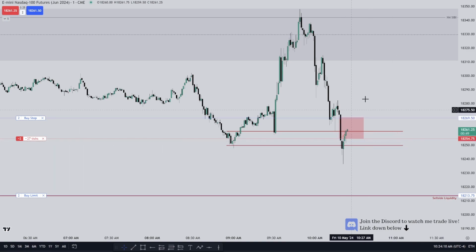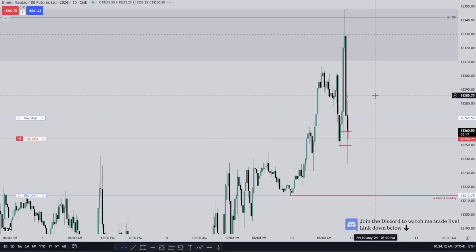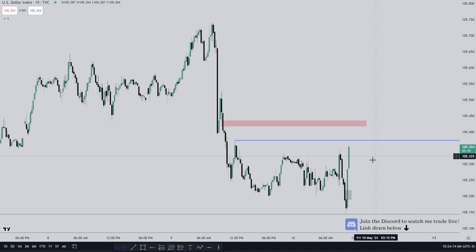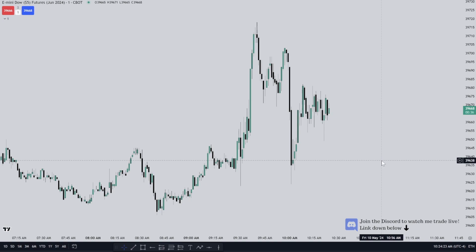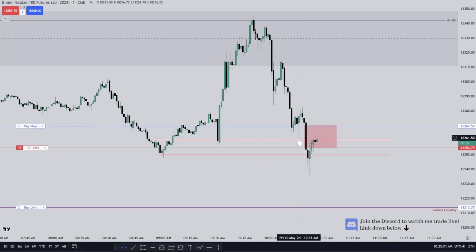Dollar's looking really bullish, so that's what I like to see. Aiming for these equal highs. So dollar rallying higher, I want to see if Nasdaq could work its way lower. 2 consecutive up close candles before this displacement rotation lower. It's a bearish order block.